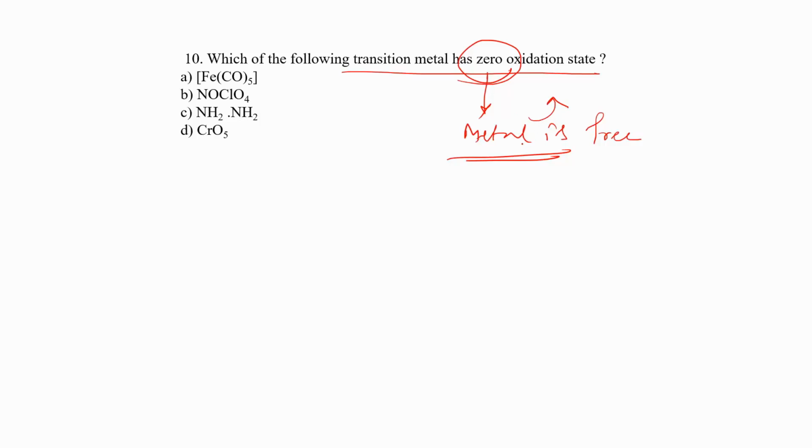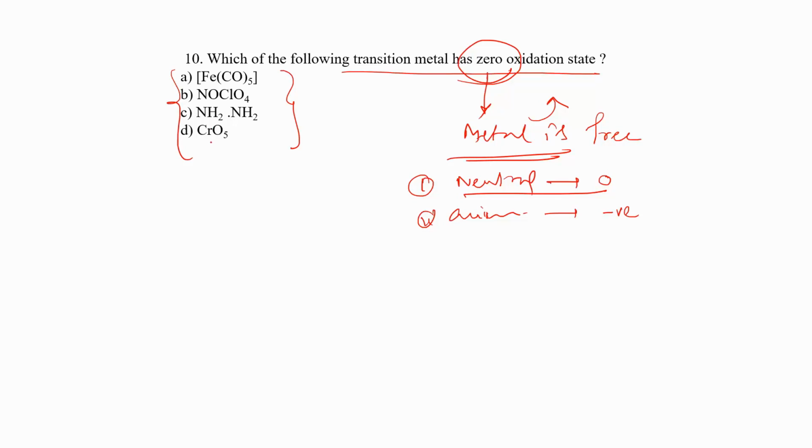But there are some examples in organometallic chemistry, because I have already said that there are two types of ligands. One is neutral, another is anionic. For neutral, it gives the zero oxidation state, and for anionic, it gives the negative. So the metal is not free in these 4 options. So what will be the other chance? The other chance is a neutral ligand. So then we have to see which metal is attached to the neutral ligand.